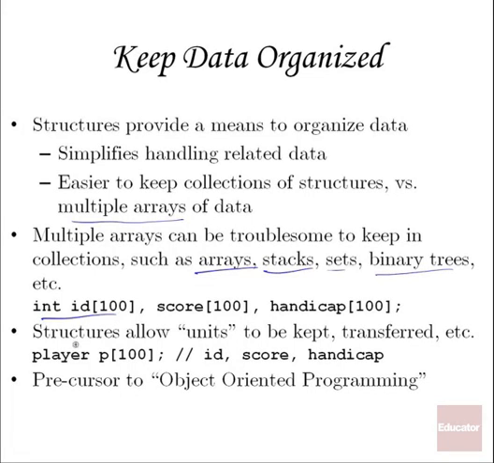So here's a few here. Here's an array of IDs. We have 100 IDs. We have 100 scores. We have 100 handicaps. Well, how do you put these three into a stack or into a set? You have to have 3 collections, 3 arrays, 3 stacks, 3 binary trees, what have you. But if we have a player, which consists of the ID, the score, and the handicap, it's much simpler to deal with that. So now we can put this player into this binary tree or into this array. And this kind of leads us up to object-oriented programming, which will be covered later. But you could consider this as an object.